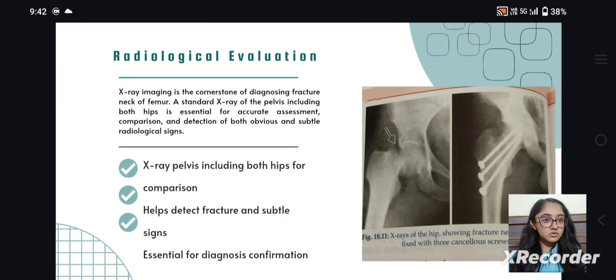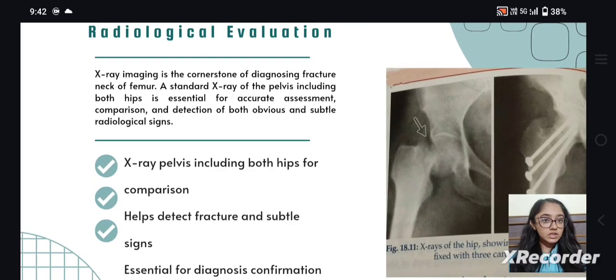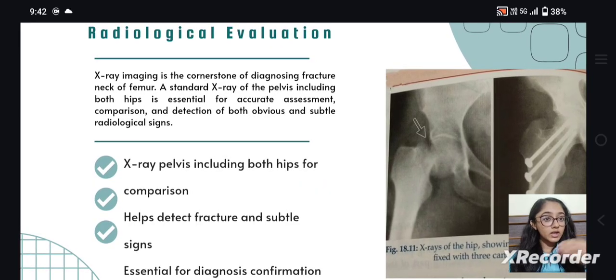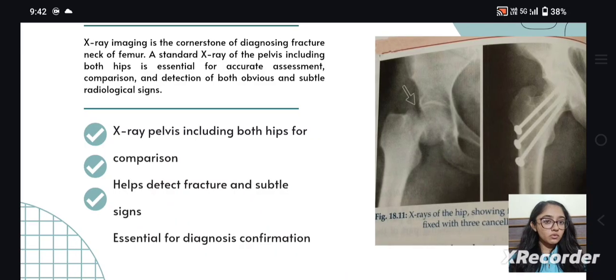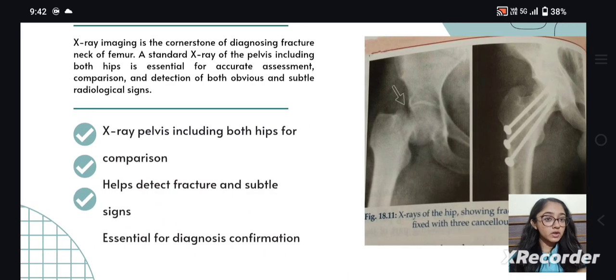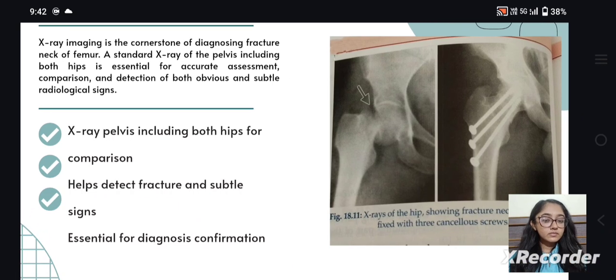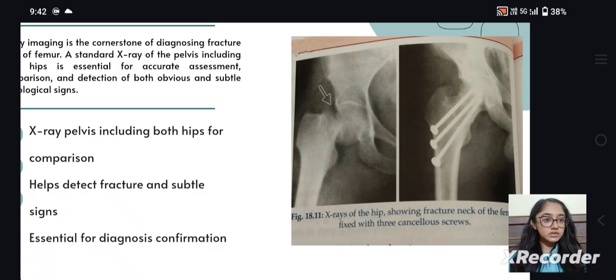Then its radiological findings. X-ray imaging is the cornerstone of diagnosing fracture neck of femur. A standard X-ray of the pelvis including both hips is essential for accurate assessment, comparison and detection of both obvious and subtle radiological signs. It will help detect fracture and subtle signs. These are essential for diagnosis confirmation.